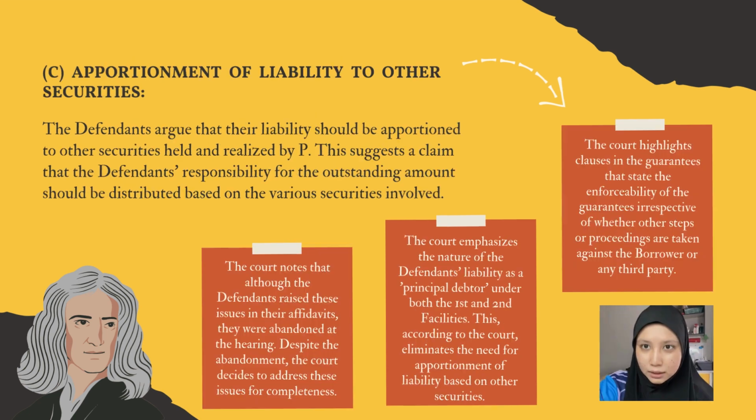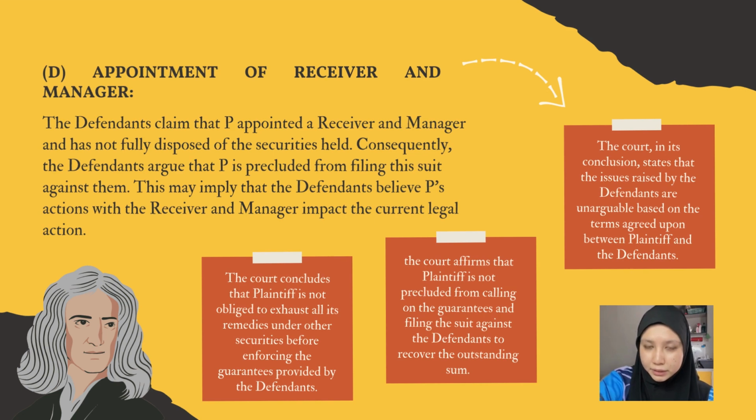We move to the next, which is issue number 3, apportionment of liability to other securities. The defendant argues that their liability should be apportioned to other security held and realized by the plaintiff. This suggests a claim that the defendant's responsibility for the outstanding amount should be distributed based on the various securities involved. The last issue raised by the defendant is the appointment of a receiver and manager.